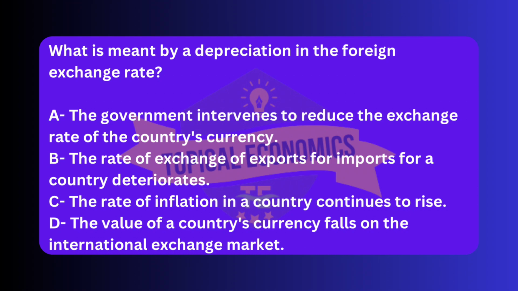Analyzing the other options. Option A. The government intervenes to reduce the exchange rate of the country's currency, refers to a devaluation in a fixed exchange rate system, where the government actively reduces the currency's value. In depreciation, the market causes the decline, not government intervention.